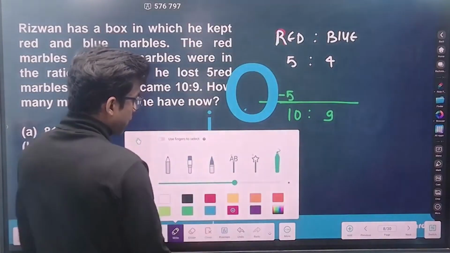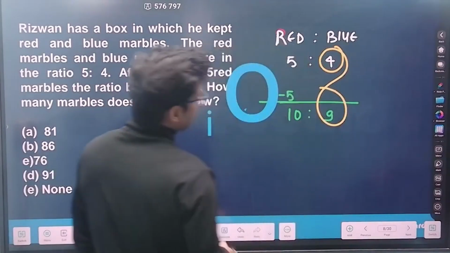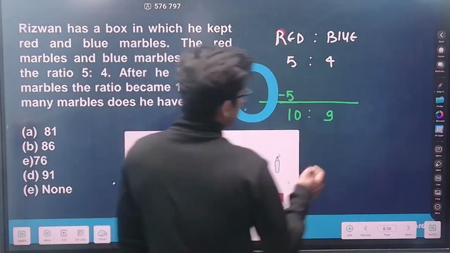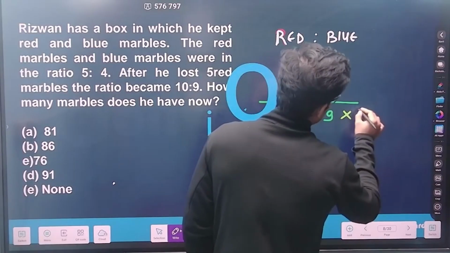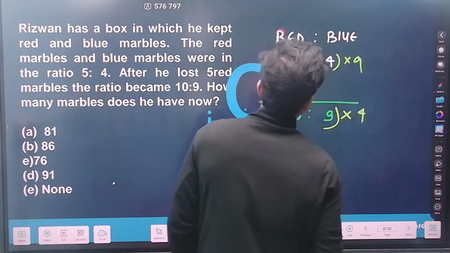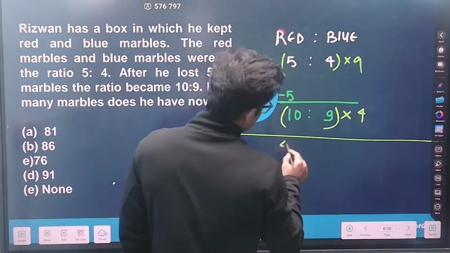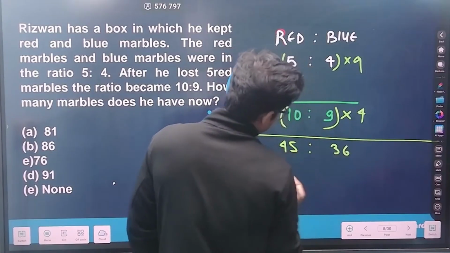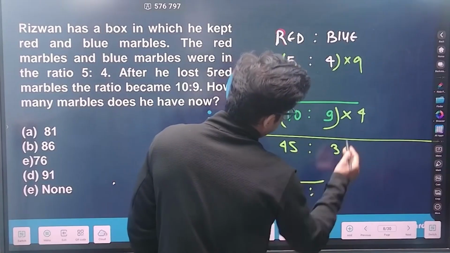If my blue marbles remain the same, but they are not the same, I need to make them the same. How can I make them the same? I can do it by multiplying this whole value by 4, and multiplying this value by 9. So the new ratio will become 9 fives are 45 is to 9 fours are 36, correct? And after decreasing this 5, this becomes 40 and this stays 36.